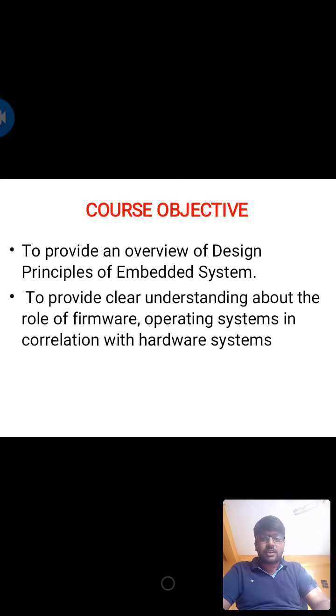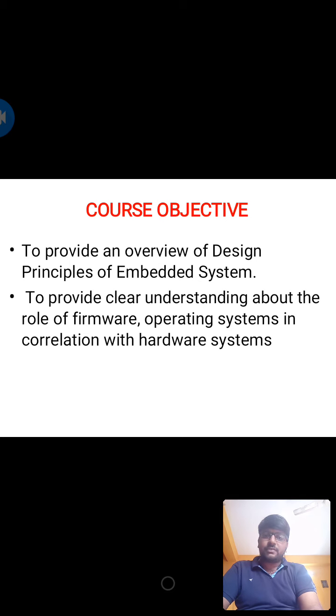Coming to the next one, to provide a clear understanding about the role of firmware and operating systems in correlation with the hardware systems. The understanding about the role of firmware, meaning software, and the operating system, and how they correlate with the hardware systems, how hardware and software correlate. So this is the objective of the embedded system design course.